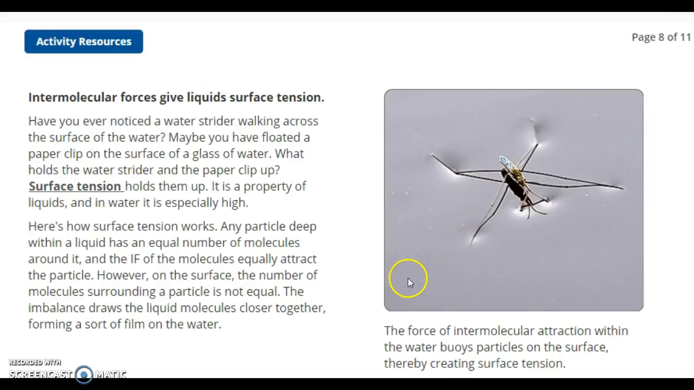And that imbalance draws the liquid molecules closer together. They want to be by their friends, they want to be by each other, so they get really, really close together. And that's what makes a film.